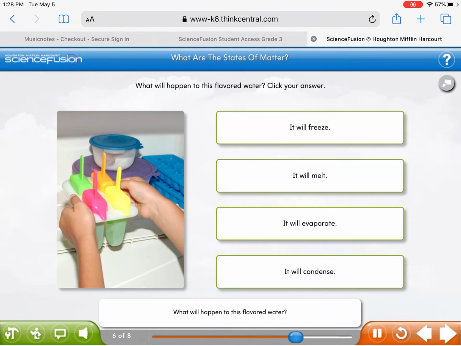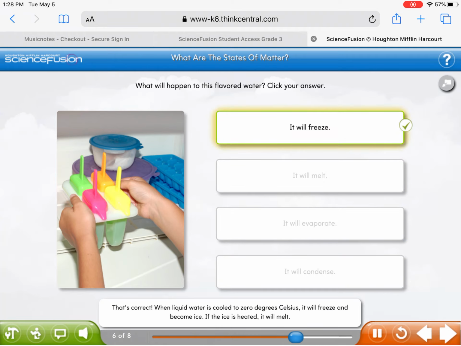What will happen to this flavored water? Click the statement that answers the question. So if I put the liquid water into a freezer to cool it off, what's going to happen? Will it freeze, melt, evaporate, or condense? That's correct. When liquid water is cooled to 0 degrees Celsius, it will freeze and become ice. If the ice is heated, it will melt.